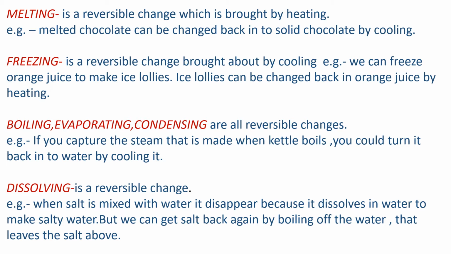That can be undone. And freezing is also a reversible change. It is brought about by cooling. For example, we can freeze orange juice to make ice popsicles or ice lollies, and ice lollies can be changed back into juice by heating. So in this, juice became lollies and the lollies changed back into juice. So this is a reversible change.